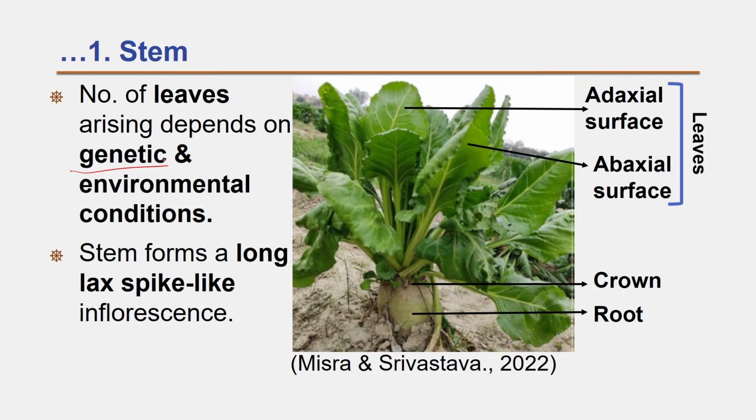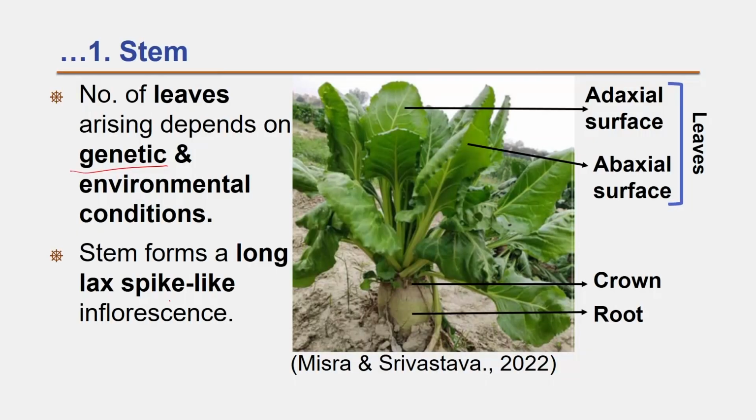The number of leaves arising depends on genetics, meaning different varieties will have different numbers of leaves, and also on environmental conditions, which include climate like rainfall, temperature, and of course soil fertility. The stem forms a long lax spike-like inflorescence. So here you can see different parts. On the lowest part is the root. This is the root, and the crown is the part where shoot and root join each other. And you can see the leaves. There are 2 surfaces. One is the abaxial surface, this one, and the other is the adaxial surface.